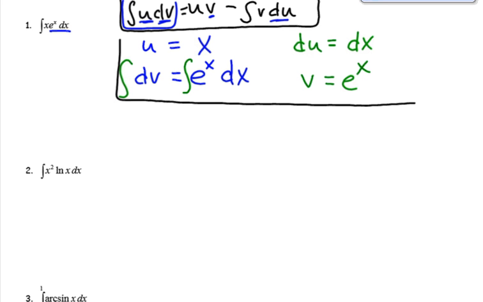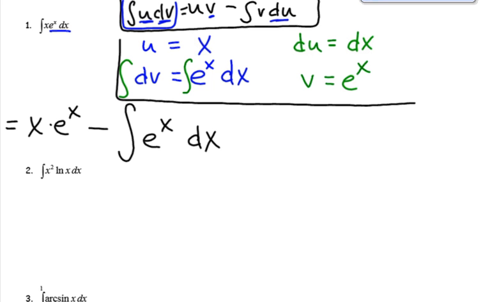All right, so my answer here is going to be the ultraviolet minus super voodoo. So you just look at all of your substitutions that you made and piece them together like that. So ultraviolet means u times v. So the u is x times v is e to the x. Okay? Then minus super voodoo. So super means the integral of v, which is e to the x, du. So du is just simply dx for this problem.